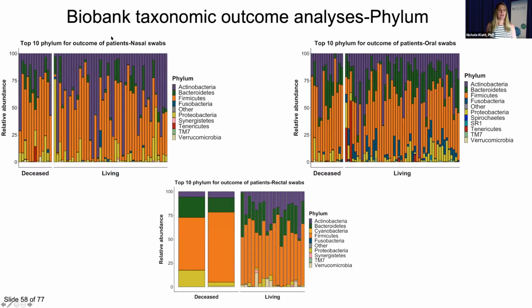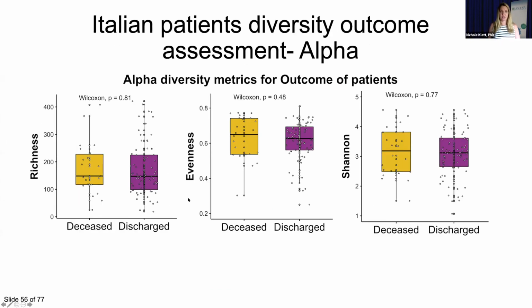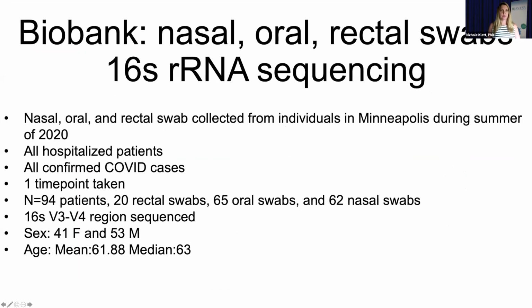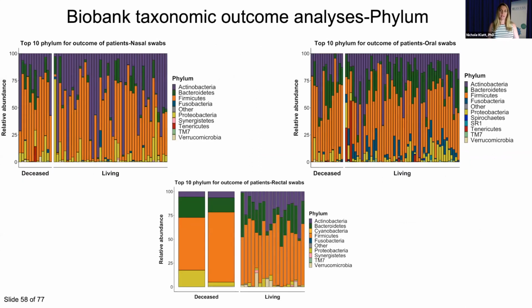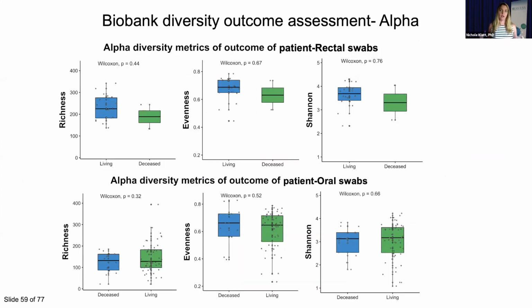So here we have nasal swabs on the top left, oral swabs on the top right, rectal swabs in the middle here. And again, we broke this up into deceased versus living. Again, we saw no major changes, no significant differences in any of these microbiomes in patients that were hospitalized here in Minnesota with COVID. There were some minor changes, but nothing was significant when we looked at overall phyla or genus.